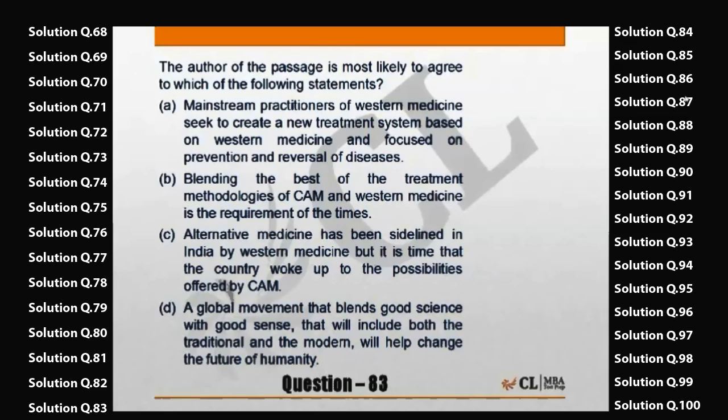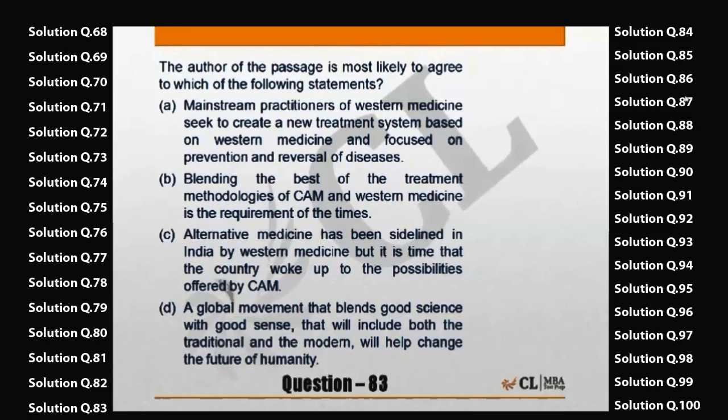The passage states that the movement to integrate different systems is rejected by mainstream practitioners of Western medicine. It does not, though, suggest that mainstream practitioners are attempting to create a new treatment system. It says that they reject CAM, but it is not mentioned that they are trying to create something new. Therefore, option A cannot be supported by the passage.